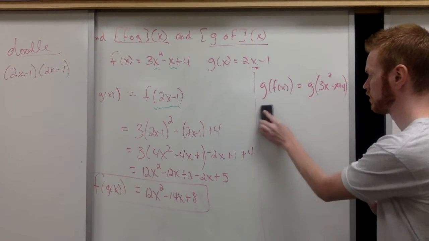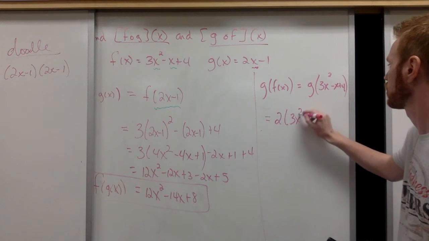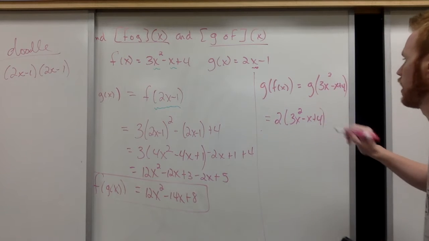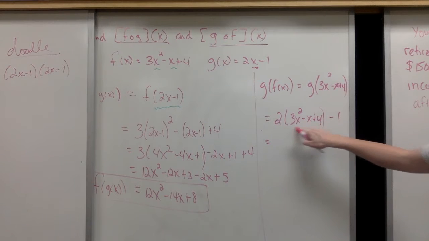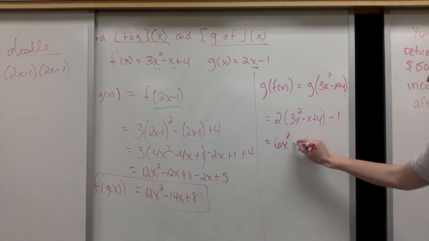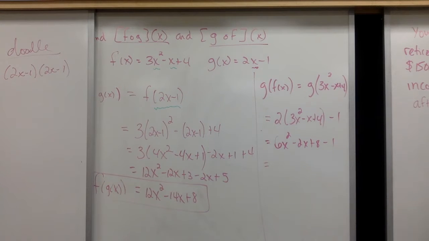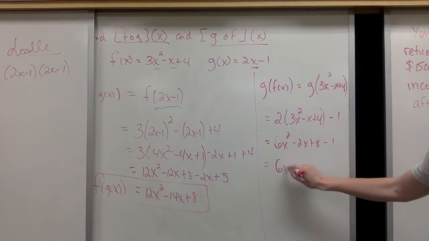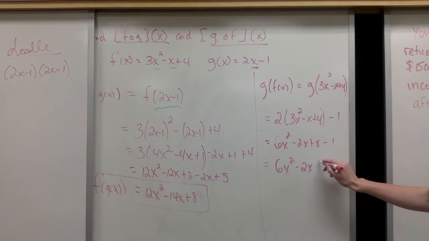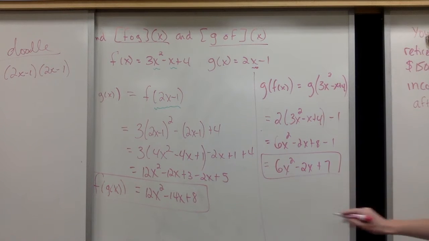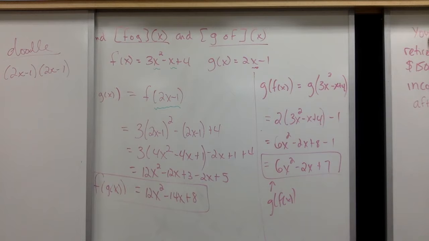So let's see. Let me just put an equal sign there. We have 2 times f of x, right? Minus 1. I'm going to go ahead and multiply 2 to everything. 6x squared minus 2x plus 8 minus 1. For my last step, combine like terms, 6x squared. This would be still, what, minus 2x plus 7. So this up here would be g of f of x. Okay?